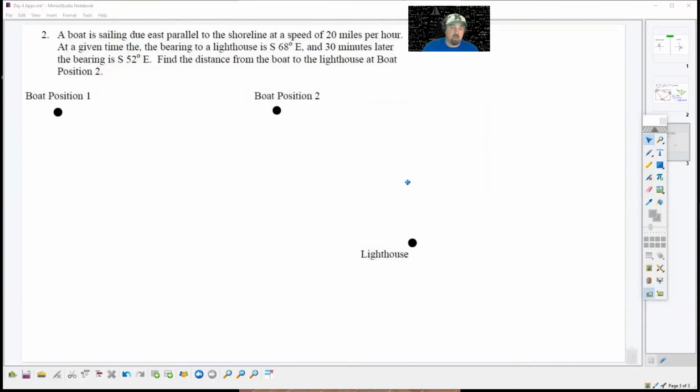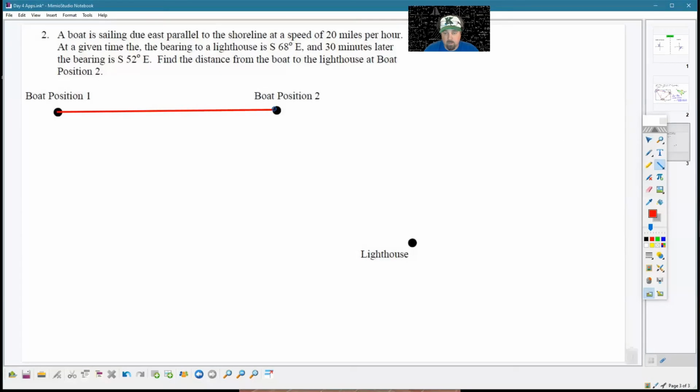All right, let's try this second one. So this says a boat is sailing due east, parallel to the shoreline, at a speed of 20 miles per hour. At a given time, the bearing to the lighthouse is south 68 degrees east. 30 minutes later, bearing is south 52 degrees east, okay? So what we have going on here is we've got a boat that's traveling due east, this way.